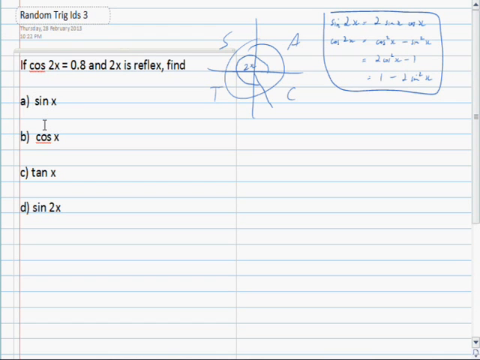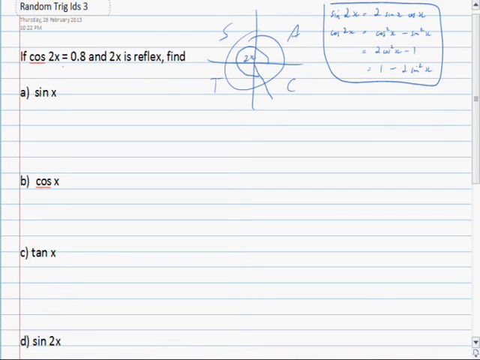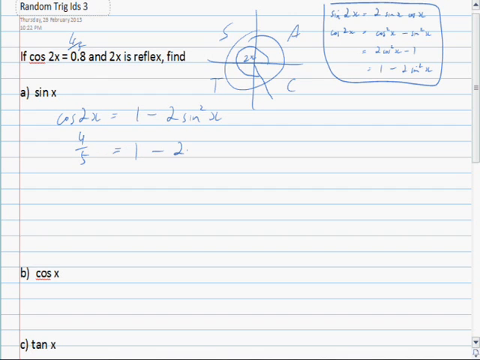Okay, so let's see what we can do here. We've got cos 2x, and we want to get sine x. Well, we're going to use the last equation I wrote down there. I'm going to write down that cos 2x equals 1 minus 2 sine squared x. So I'm going to put in this 4/5: 4/5 equals 1 minus 2 sine squared x.